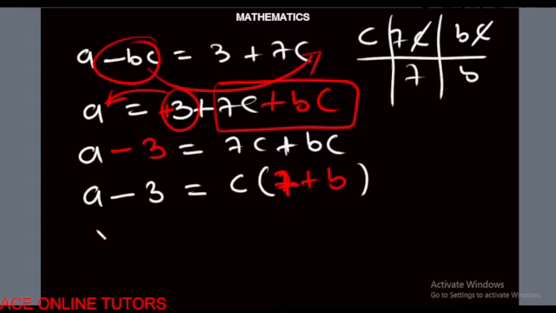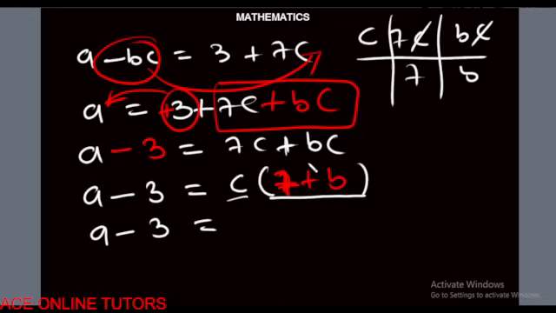So what's the next thing we are going to do? We are going to say a minus 3 equal to, now don't make the mistake of opening this bracket again. I'm just telling you that if you open it, you'll be sure that you did not make a mistake. But don't open it, because you are actually looking for c. So it is this 7 plus b that is now disturbing your c. And how did they join? They are joined with a multiplication sign.